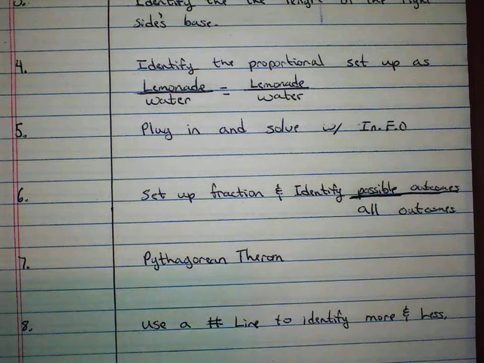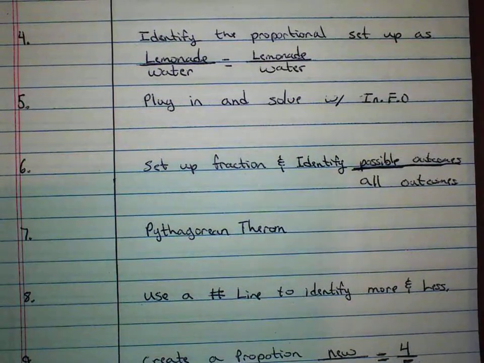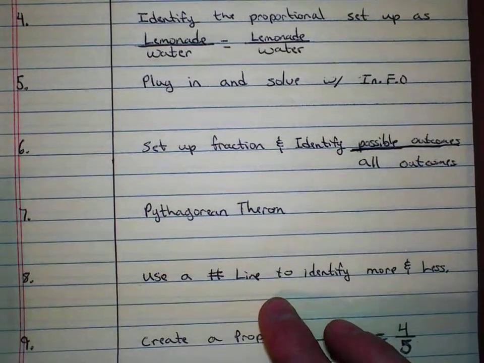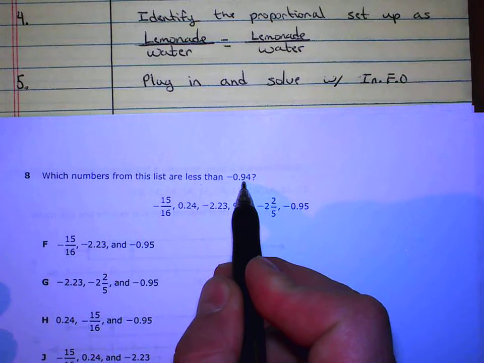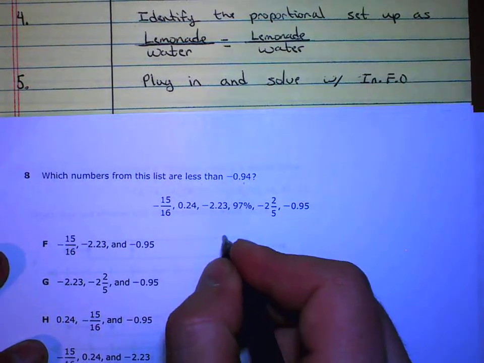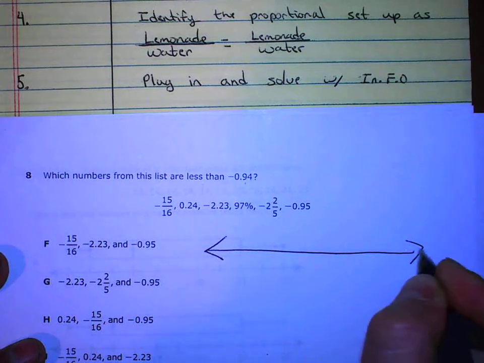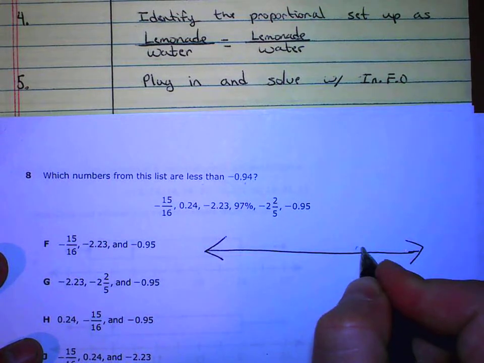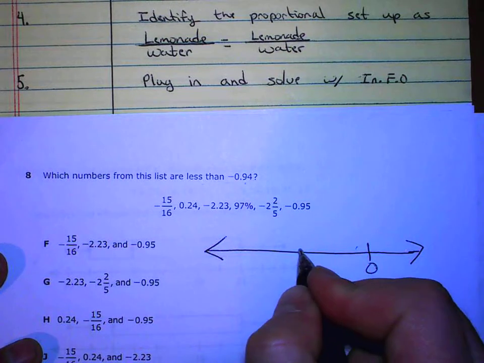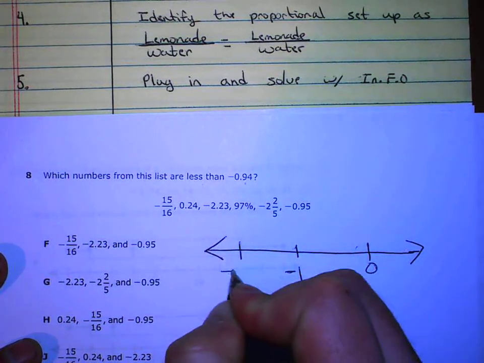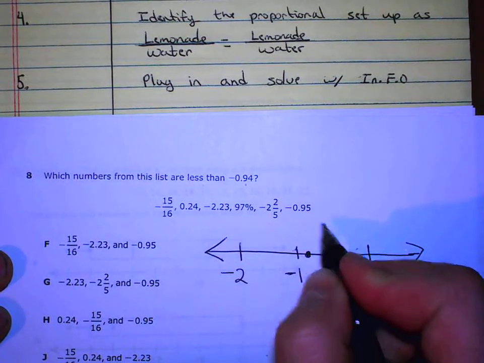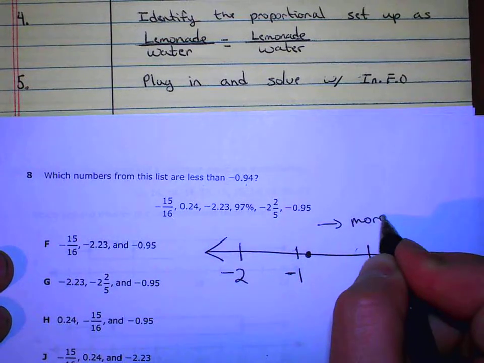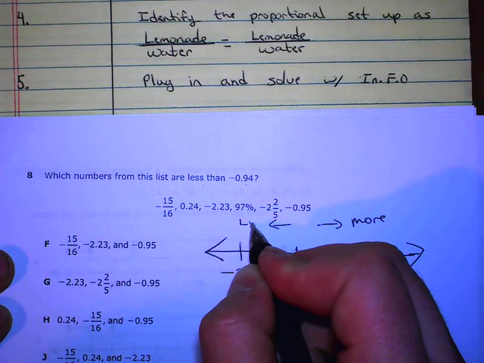Alright, so let's look at 8. Use a number line to identify more and less. Okay? Sounds pretty simple, right? Which numbers on the list are less than negative 9.4? Alright, so here's why we're using a number line. Put 0 on this side of the number line. And we're going to put negative 1 about right here, and we'll put negative 2 about right there. Alright, so negative 9.4 is going to go right about here, right? Anything this direction is more. Anything this direction is less.